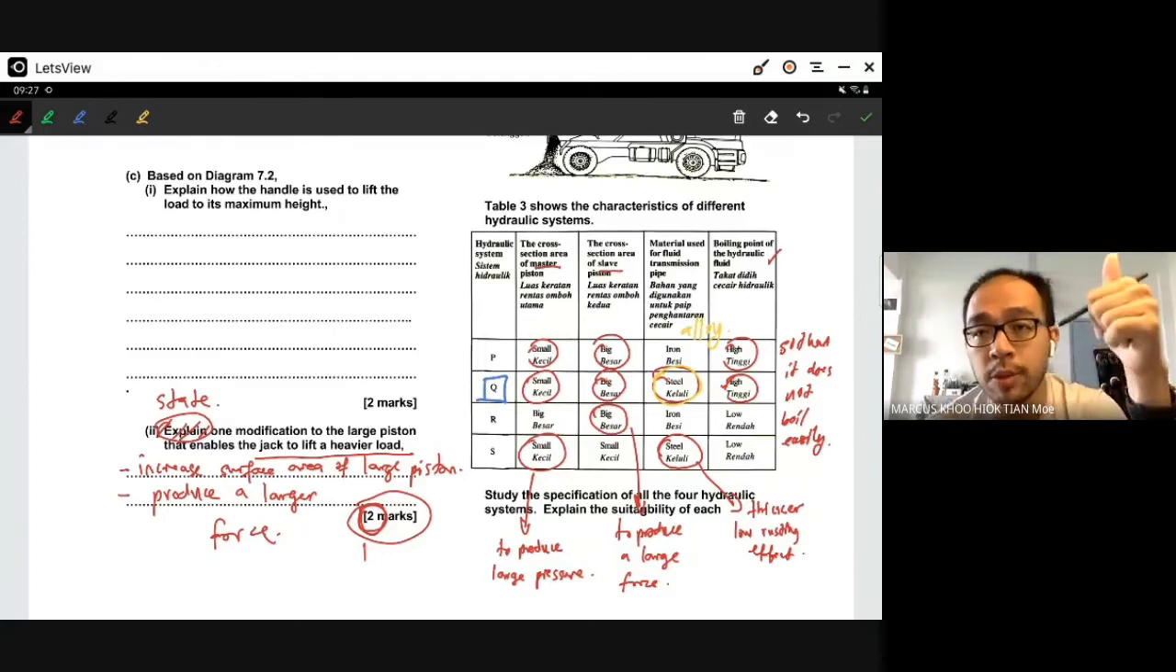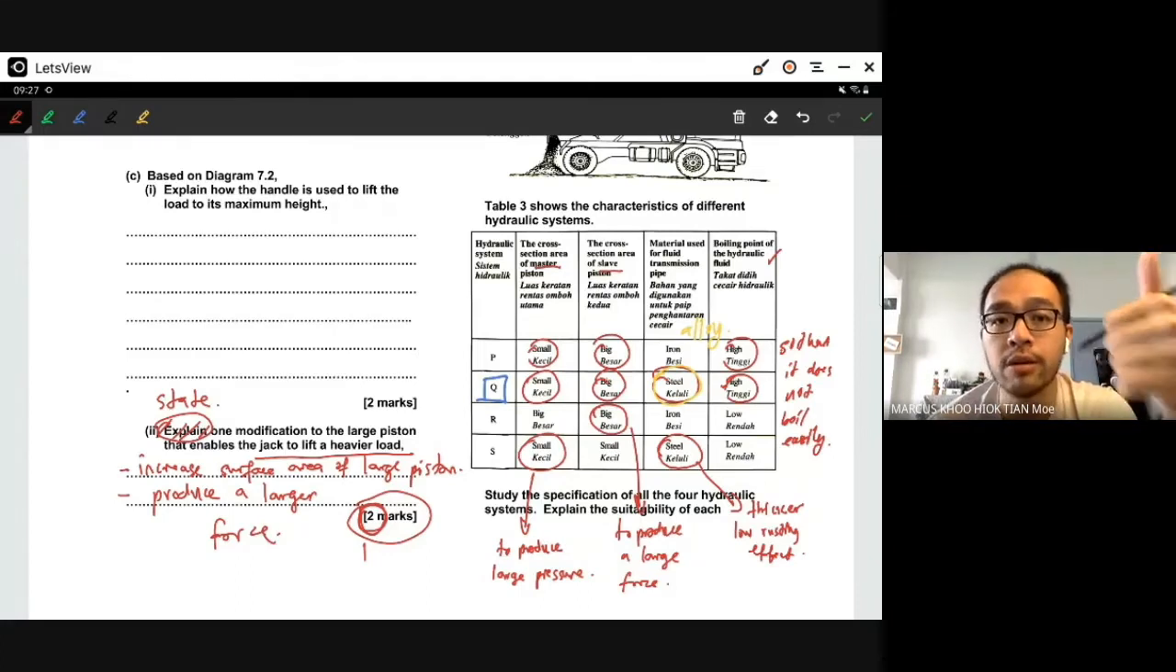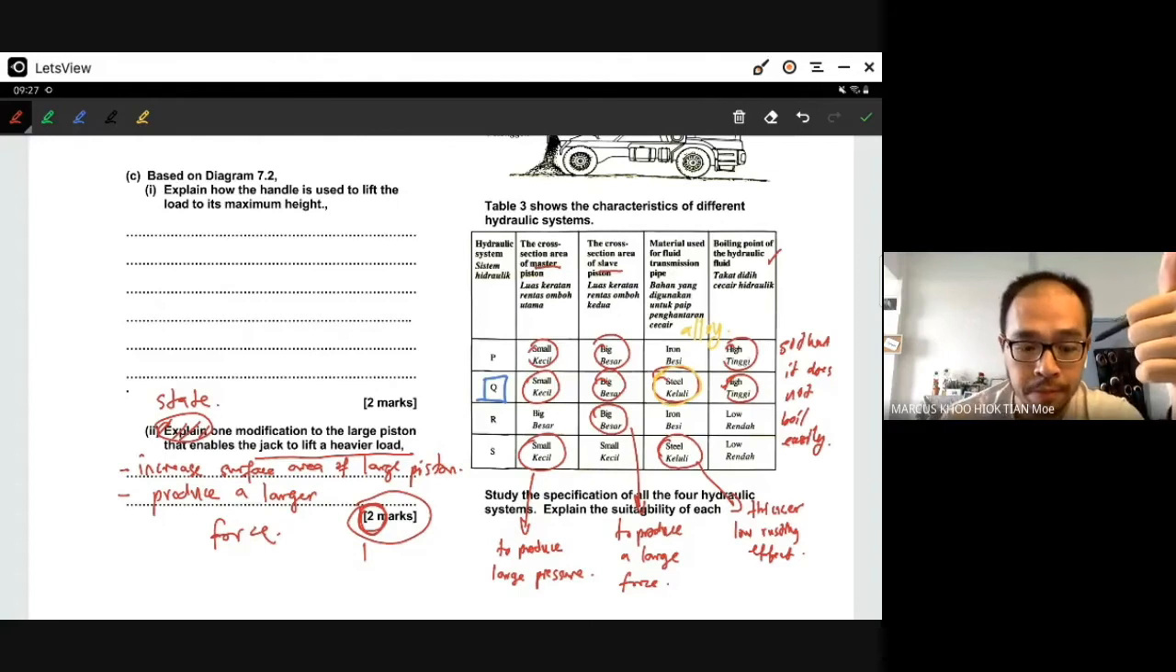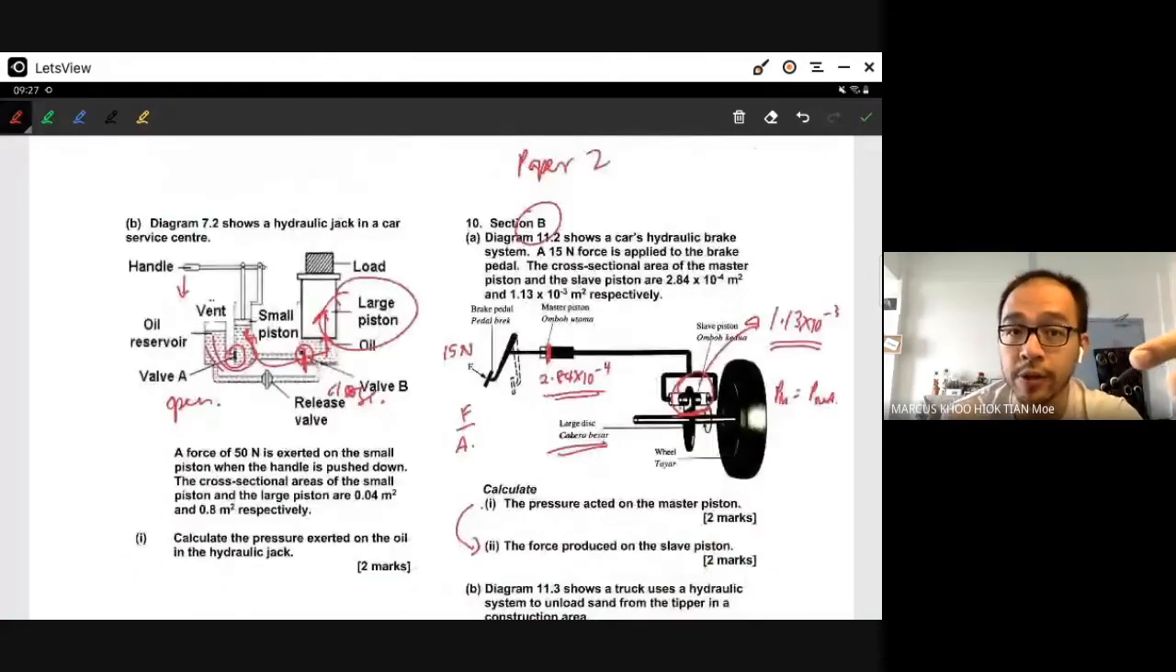Okay, so the first one will be: the modification is to increase the surface area of the larger piston. And the explanation for it will be so that you can produce a larger force.